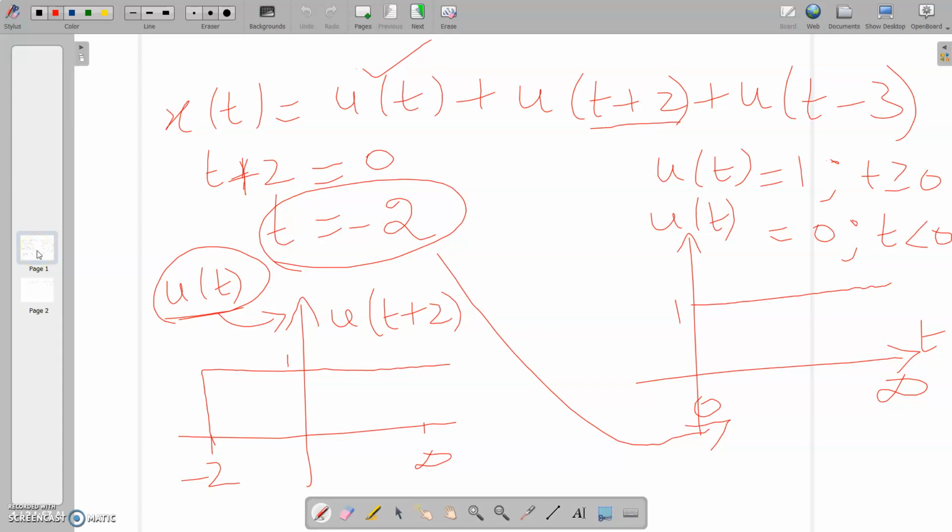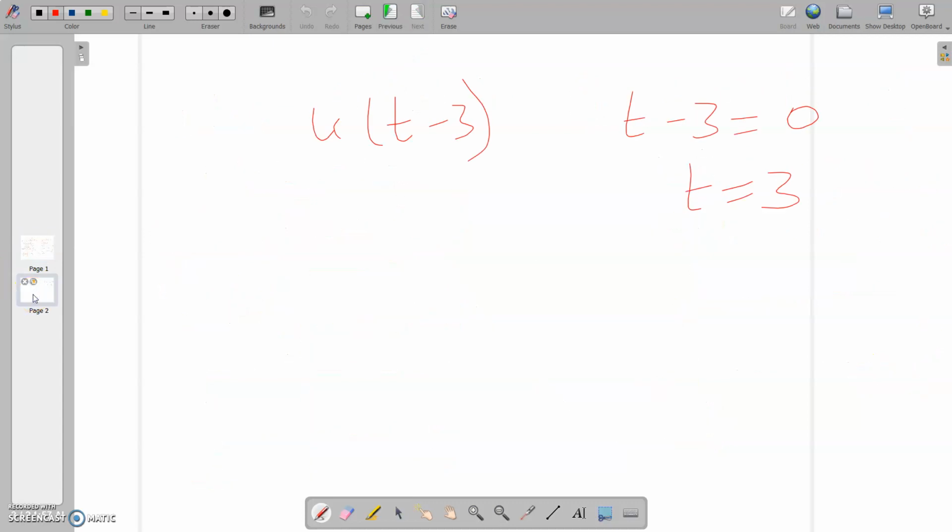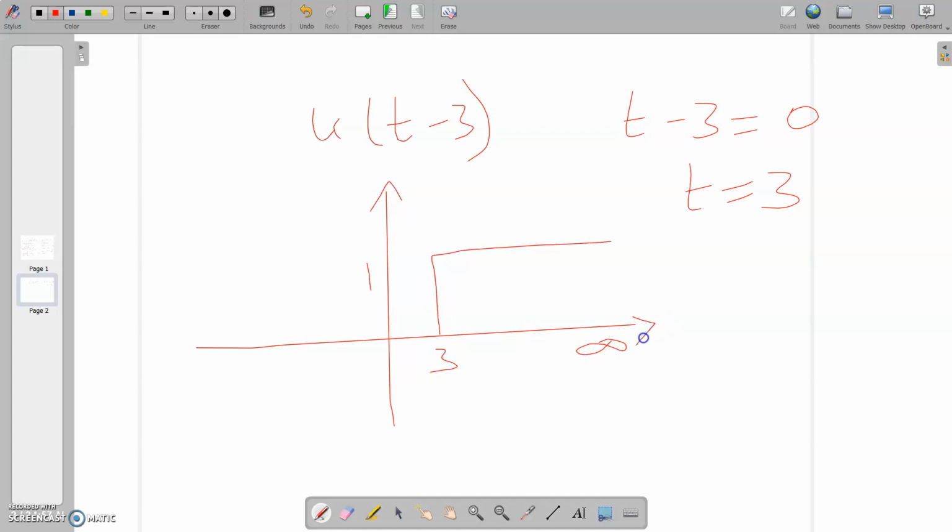So, 0 plus 3 becomes 3, and infinity plus 3 becomes infinity. So what happens? We will be getting your signal like this, from 3 to infinity, where your amplitude is 1. This is nothing but your u of t minus 3.